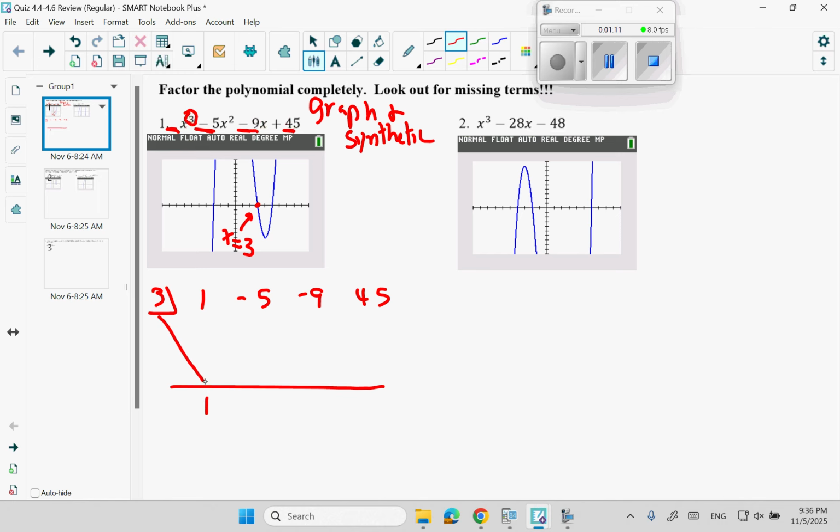3 times 1 is 3. -5 plus 3 gives us -2. 3 times -2 is -6. -9 plus -6 gives us -15. 3 times -15 is -45. 45 plus -45 is 0.